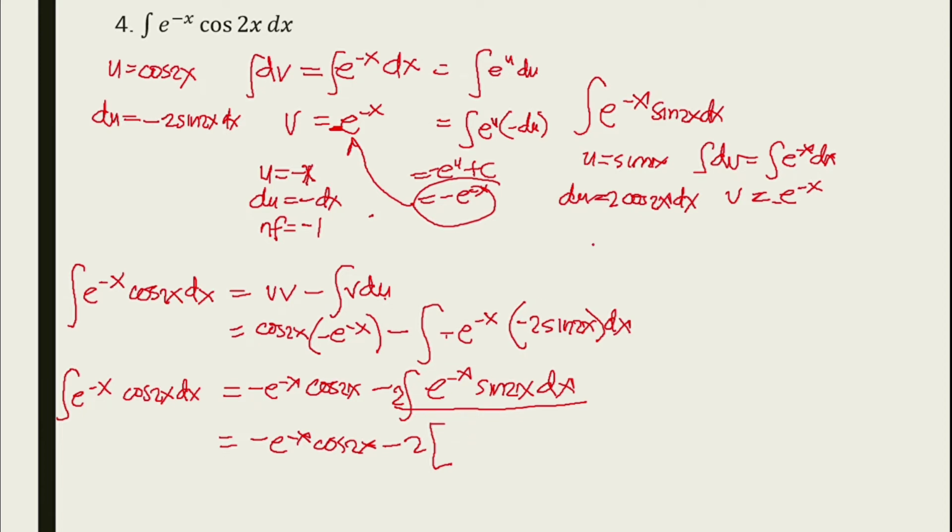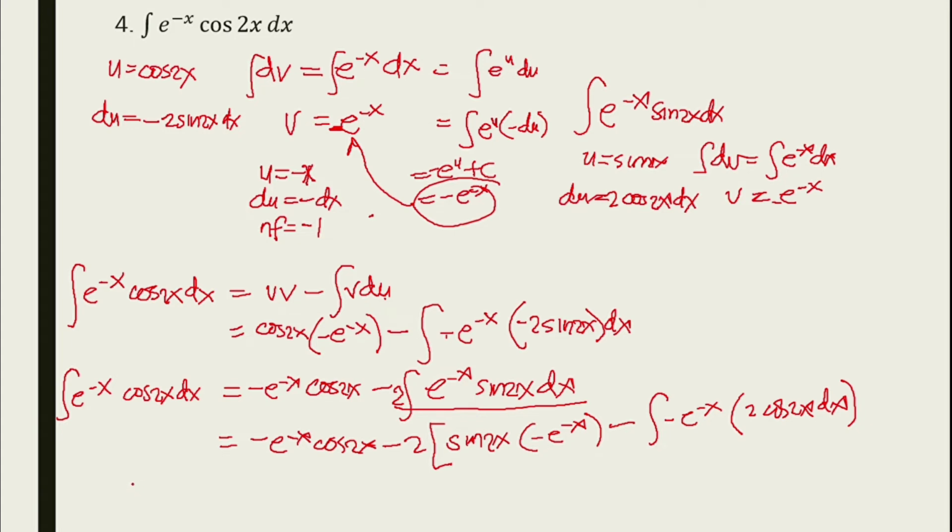So what is our u? Again, this is sine 2x, and our v is negative e raised to negative x. We have repeated the process of integration by parts. Negative e raised to negative x, then minus the integral of v, which is negative e raised to negative x, times du, which is 2 cosine 2x dx. Okay, so this is negative, negative, and it will become positive.